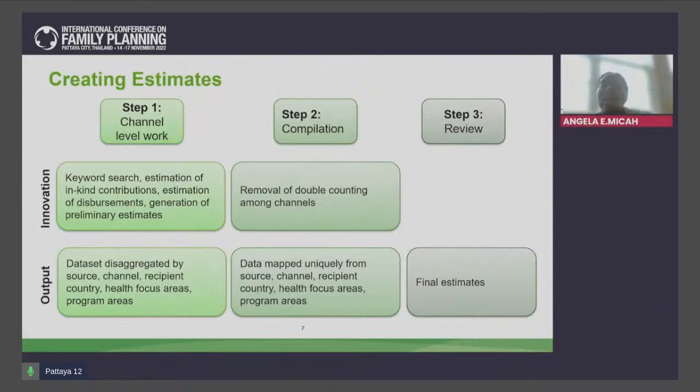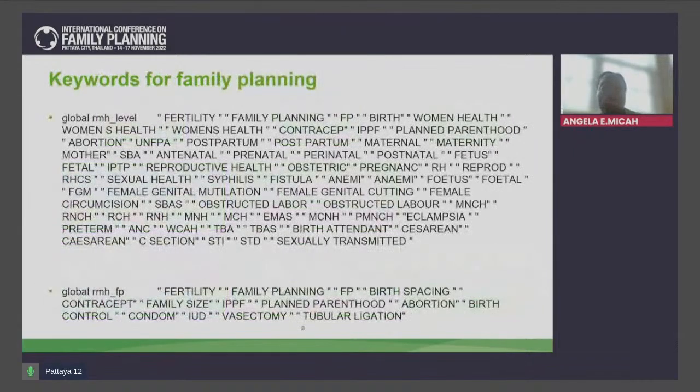And so once we're able to complete this step, we have a data source that's mapped more uniquely from source, channel, recipient, country, health focus areas, and program areas. And then in the final step, we do a lot of internal review to assess the data and the estimates that have been generated, as well as sharing it with contacts at the various international agencies to make sure that the estimates we have are generally in line with what they are tracking internally as having shared or distributed.